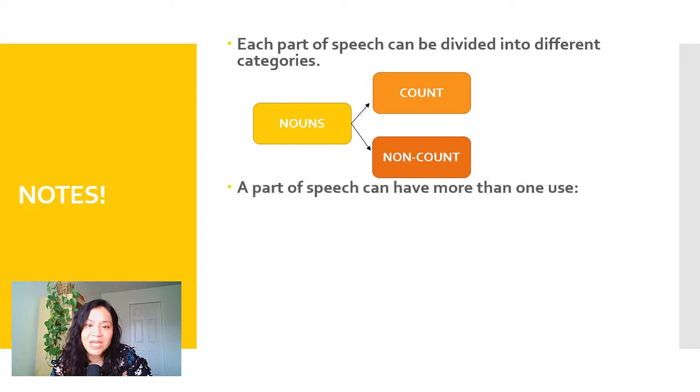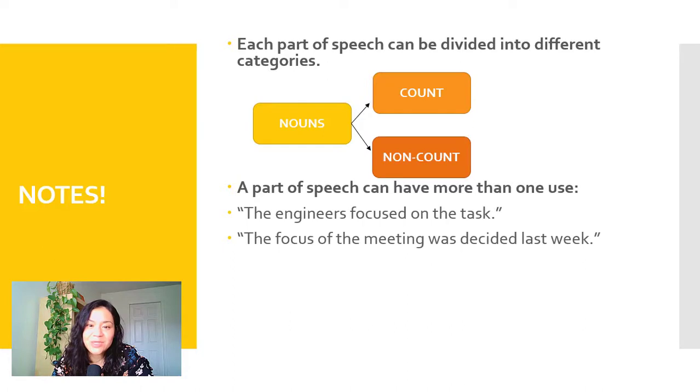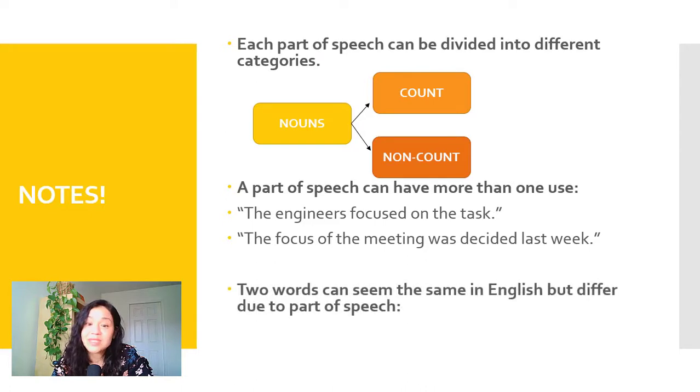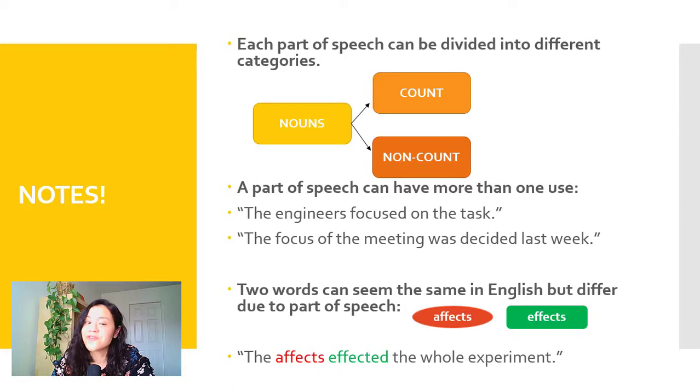A part of speech can have more than one use. For example, the engineers focused on the task. The focus of the meeting was decided last week. In one, focus is used as a verb. In the other, focus is a noun. And 2 words can seem the same in English but differ due to parts of speech. For example, affect and effect. Effect is a noun and affect is a verb. The effects affected the whole experiment.